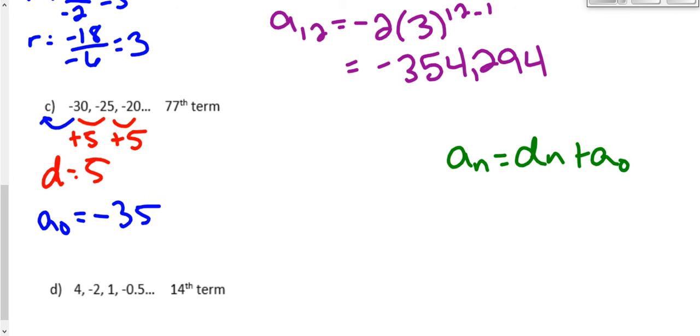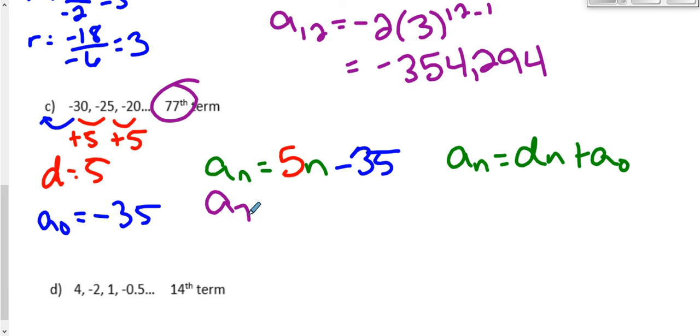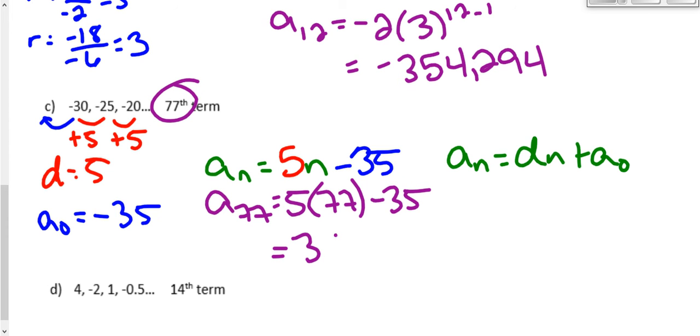So my equation would be a sub n equals 5n minus 35, or plus negative 35, which simplifies. Then all we have to do is plug in the number 77. A sub 77 is 5 times 77 minus 35, which would end up being, in the calculator, 350.